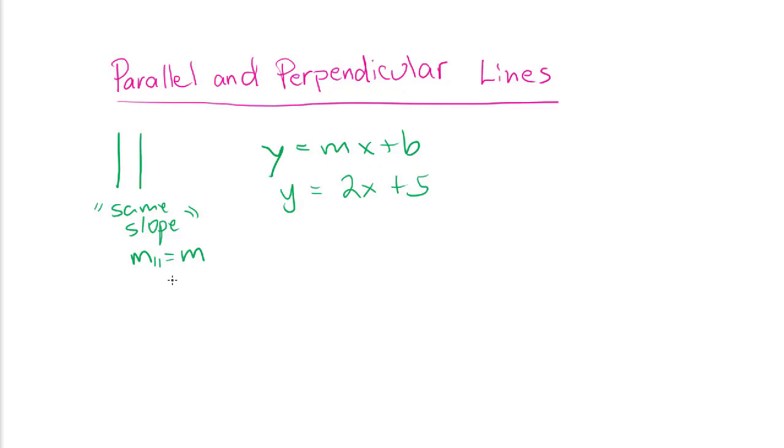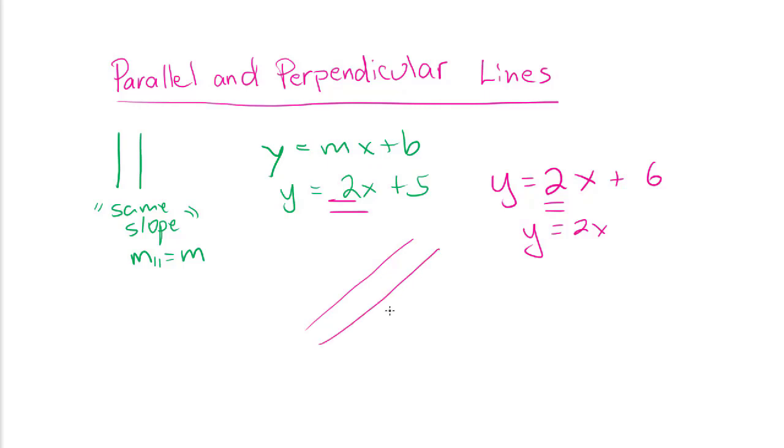The m's are equal. So our parallel line to y equals 2x plus 5 must be y equals 2x. It must have the same slope. And then it could be plus 6. It could be y equals 2x with a 0 intercept. It could be y equals 2x minus 1. It could be any intercept. So the line actually might look something like this, and all the parallel lines to it would look something like that as well. What about perpendicular lines?